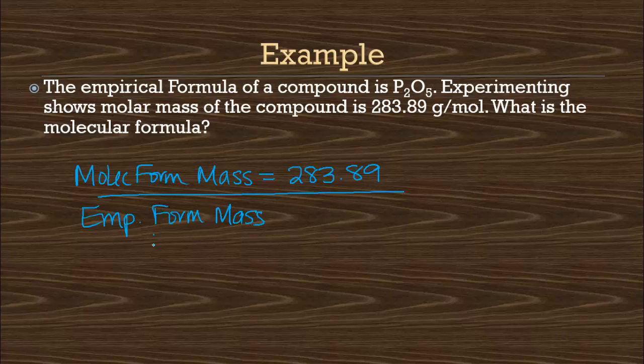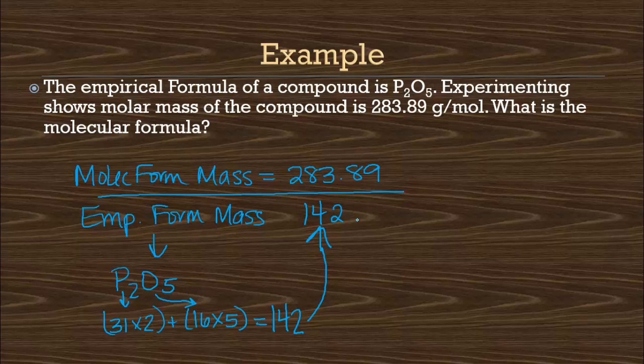So we know the empirical formula is P2O5. So we just need to look it up. So P is 31, and since we have two of them, we multiply by 2. We add it to our oxygen, which is 16, and we have 5 of them, so we multiply that by 5, and then we add the 2 together, and we get 142. So that's going to go up here, 142 grams per mole.